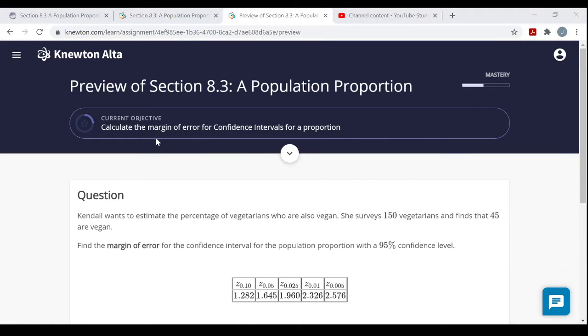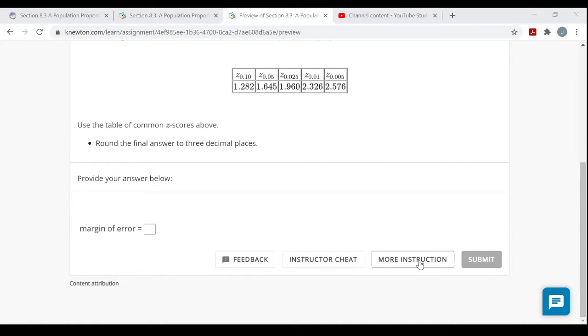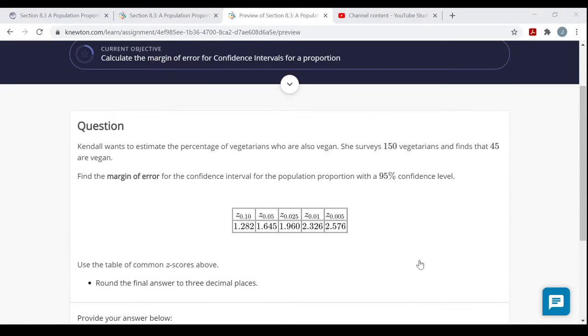As usual, if you're unfamiliar with the topic, you want to see how they're instructing you to do things, click on more instruction, read their notes, look at their videos, read their examples, and hopefully those help.